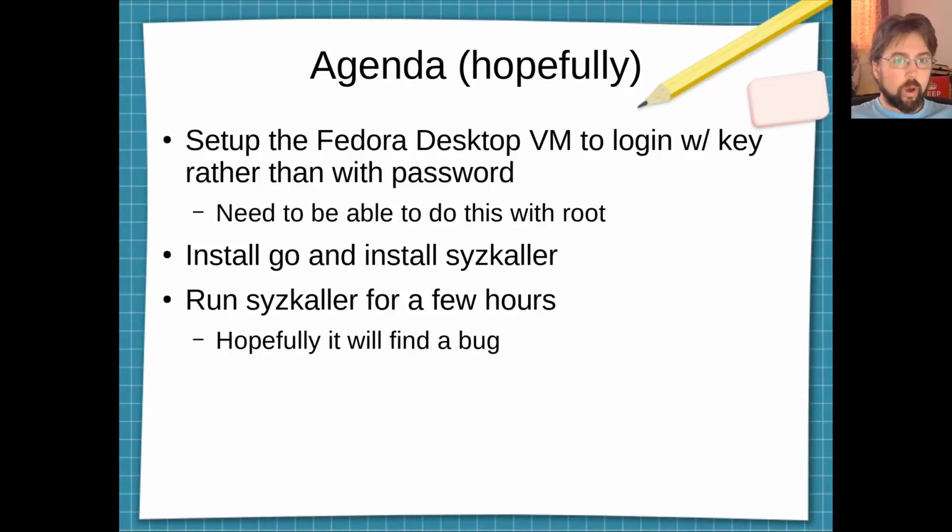Hopefully what we will accomplish today is, in the Fedora desktop virtual machine, we're going to set it up such that we can SSH into it without providing a password by using a public-private key pair. We need to be able to do this as root, because Syzkaller needs to SSH in as the root user. After that, we're going to install Go and install Syzkaller, and then we'll set up Syzkaller's configuration file and get Syzkaller up and running. And hopefully I'll leave it for a few hours, and it will find a bug.